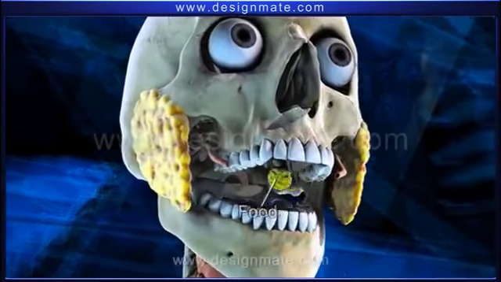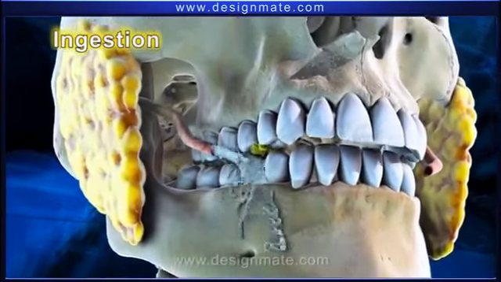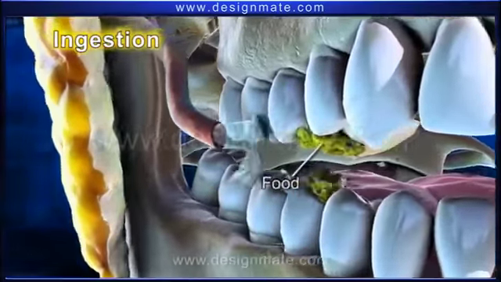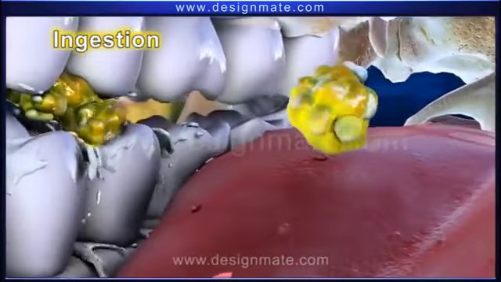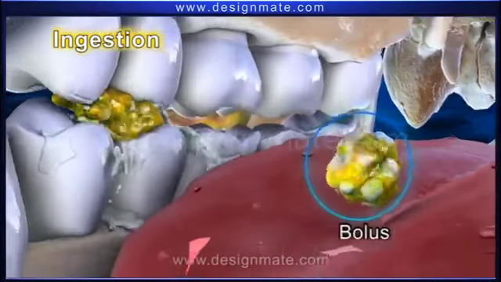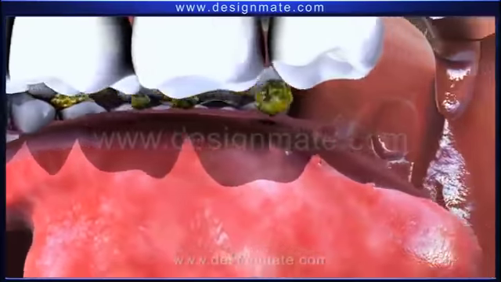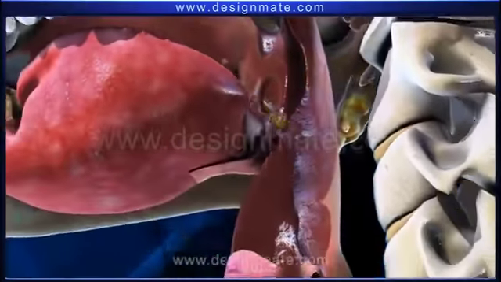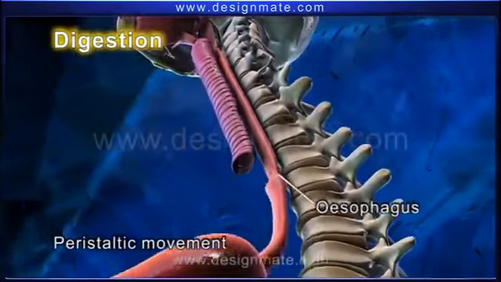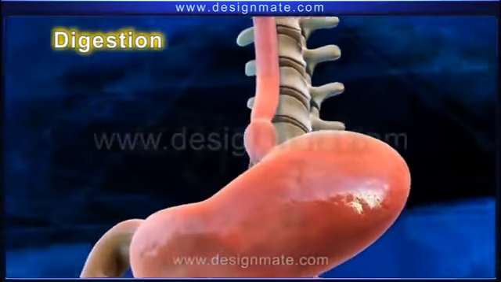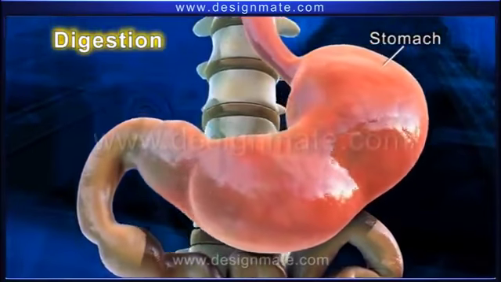The food is taken into the body through the mouth. This process is called ingestion. The food on chewing is broken down into smaller particles and it mixes with saliva to form bolus. This bolus then enters the esophagus by peristaltic movement and then reaches a sac-like muscular bag known as the stomach.